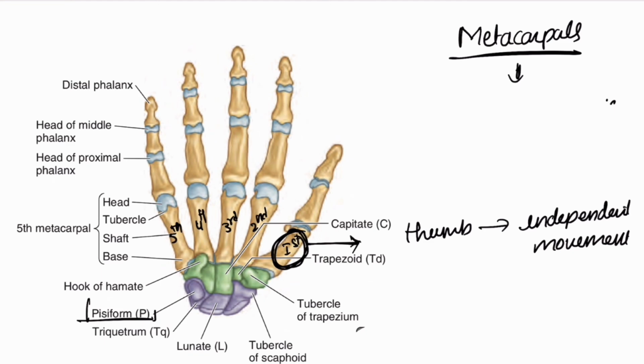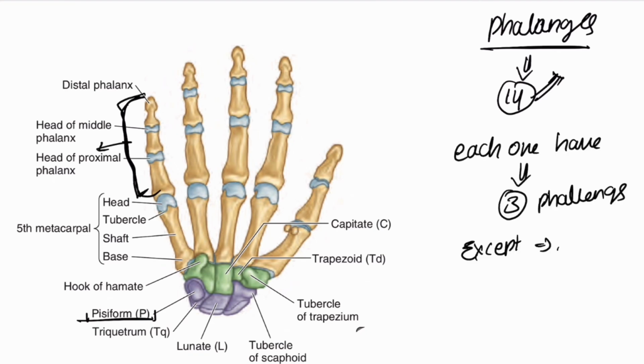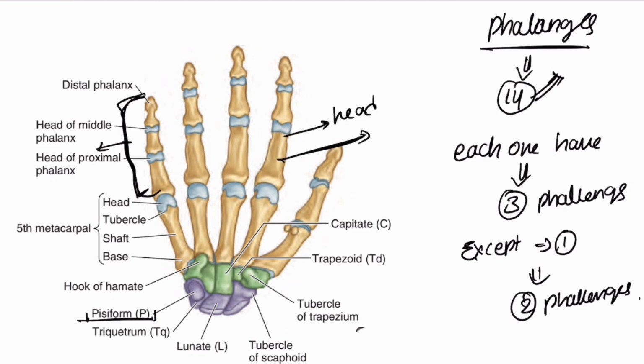Now let us look at the phalanges. And these are the phalanges here. We have a total of 14 phalanges. These are the 14 phalanges. Each finger has 3 phalanges except one, which has only 2 phalanges. And each phalanx has the head, the shaft, and the base. And that's all about the bones of the upper limb.